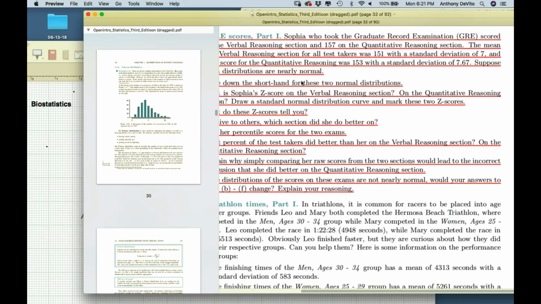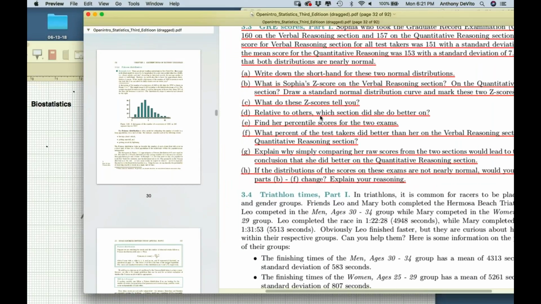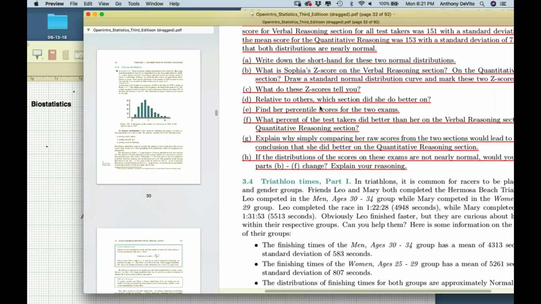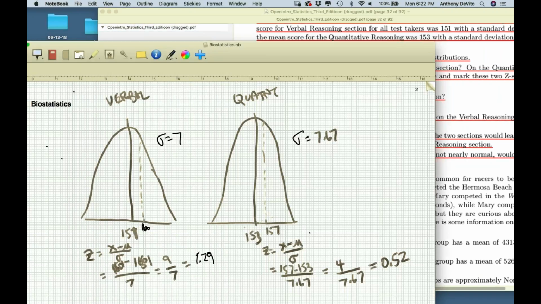Let's see what they ask us for next. What do the z-scores tell us? So you tell me, what do the z-scores tell you about her score? Anyone hazard a guess? What does the fact that they're positive tell you? Well, it tells you she did better than the average. She's among the higher 50% of students that took both of these exams. So she's above average in these exams. That's a good start, right?